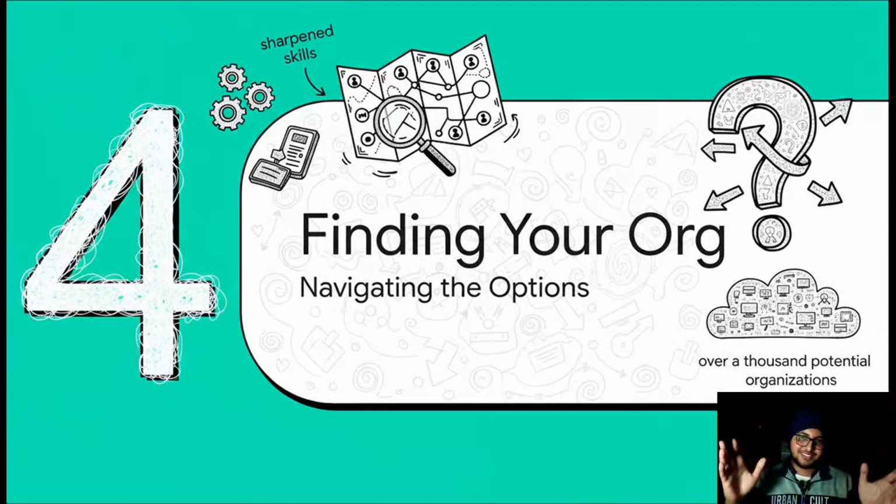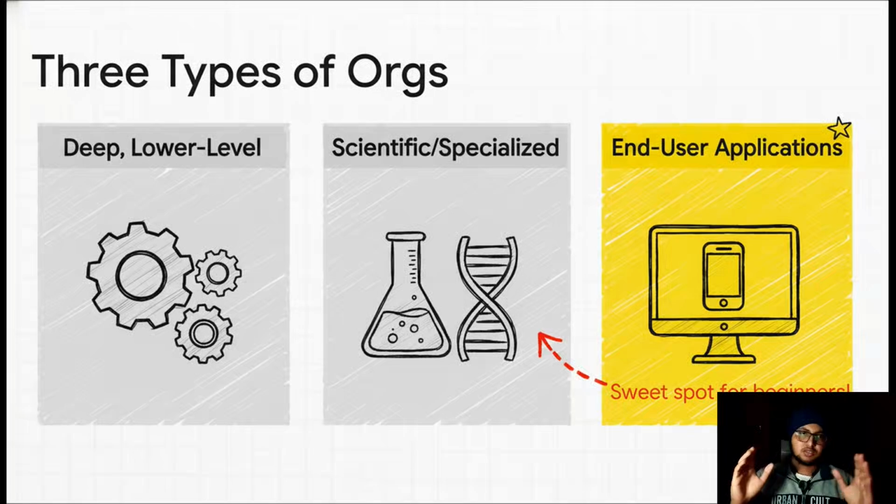Now one of the most important things is finding your organizations. Before finding any organization, you must know what kind of organizations actually exist. I will divide them into three types. The first one is end user applications or end user organizations. Then we have scientific and specialized organizations, and then we have deep and lower level organizations. Now, end user organizations are those which have some apps or websites built and are running them on the internet, and you will have to make your contributions into them. For example, Oppia Android, which I selected as my GSoC organization this year, is an end user application.